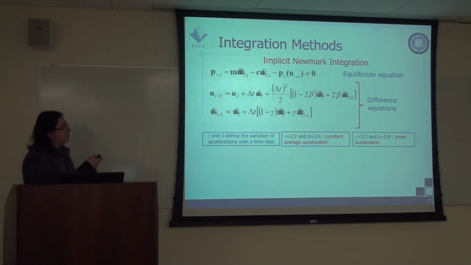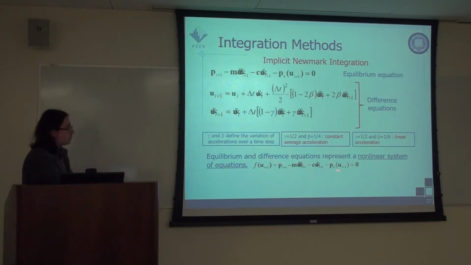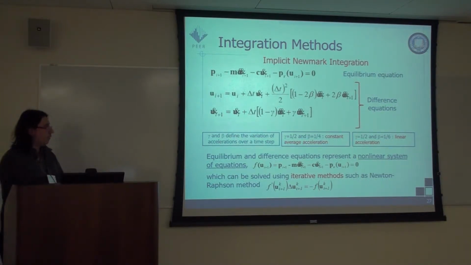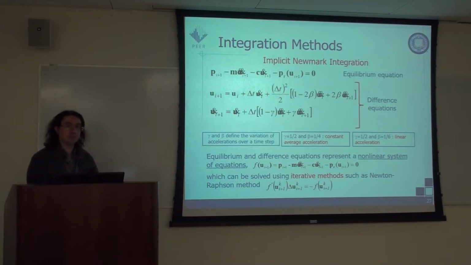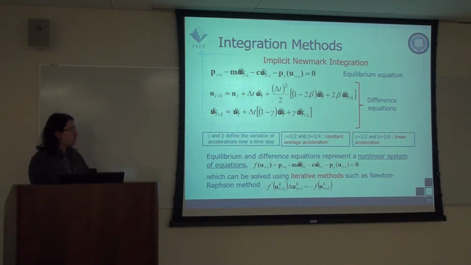So when we combine these three equations, we end up with a nonlinear system of equations, and basically the nonlinearity comes from the resisting force, which is nonlinear as a function of displacement. And this nonlinear system of equations needs to be solved. The way to solve these equations is using iterative methods such as Newton-Raphson. And obviously, iterative methods, as the name mentions, have iterations. And iterations are not good for hybrid simulation for obvious reasons.